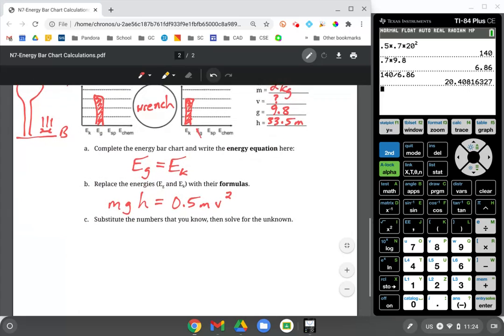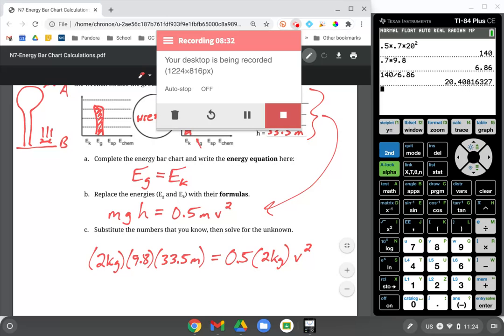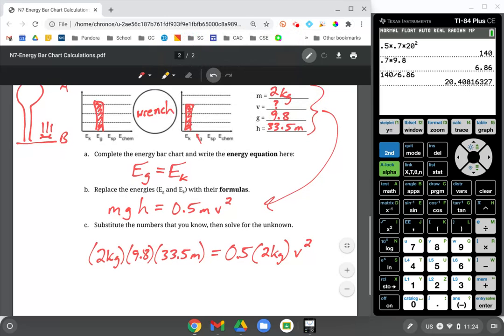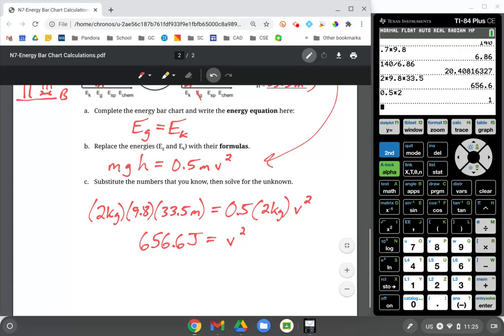Then we can sub in the different values that we wrote down over here into these two equations. And so we get these forms of the formulas with all of the values plugged in. And for the left side, I'll multiply 2 times 9.8 times 33.5 to get a product of 656.6. And then on the right side, I'll multiply 0.5 times 2, which gets us just 1. And 1 times v squared is just v squared.